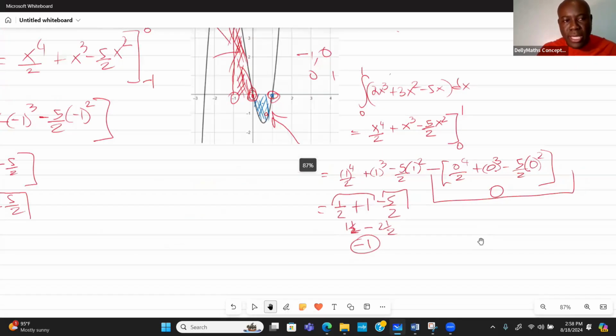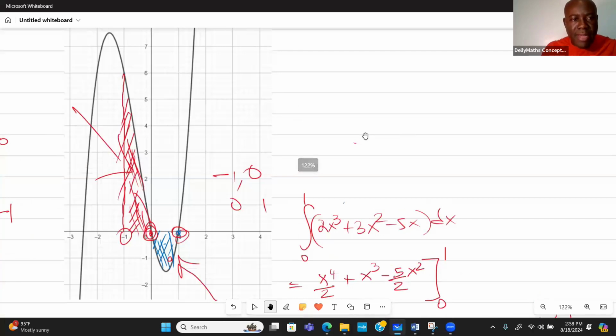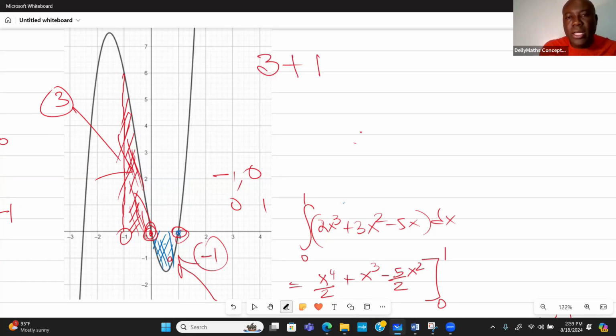Now, how are we going to put it together? Let's go back for our responses. Now, the area that we're looking for, remember that this one was actually 3. We found this to be -1, but we do understand that -1 is just telling us that it is under the x-axis. But in terms of a value for the area, you're going to have to use positive. So we're going to combine them. So it's going to be 3 plus 1, and this is going to give us an area of 4 units squared. So there it is.